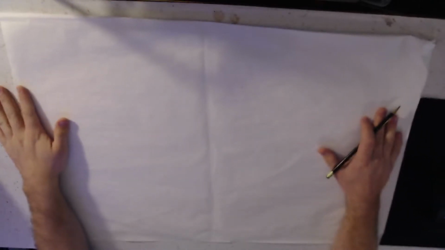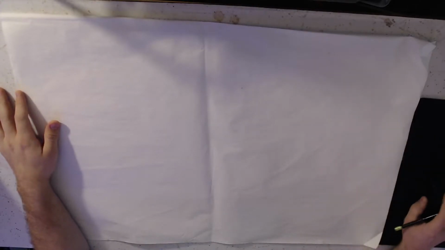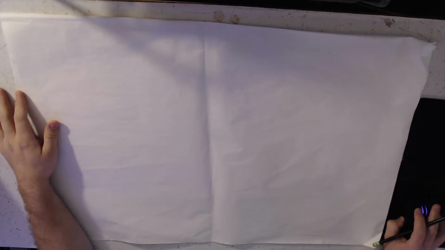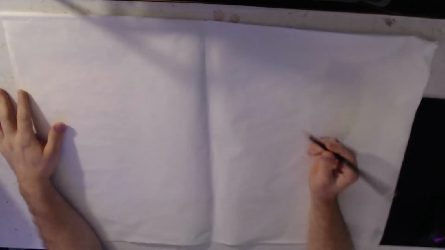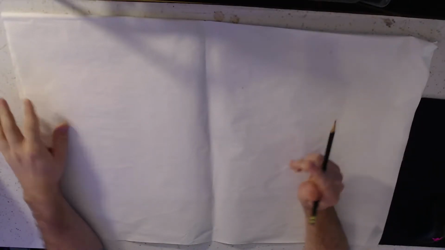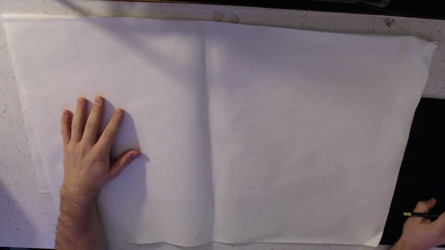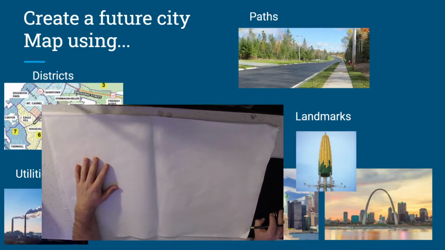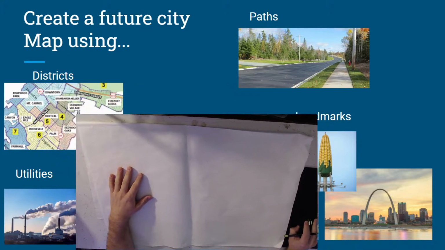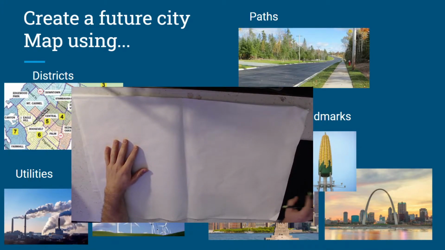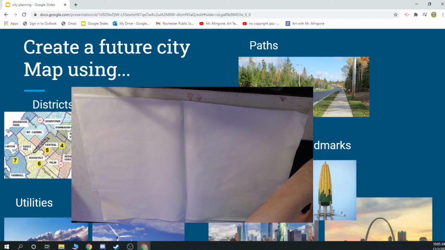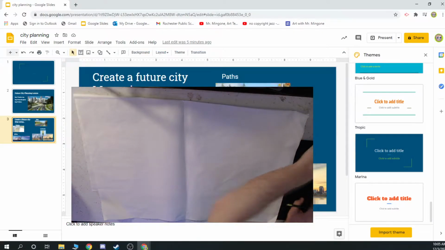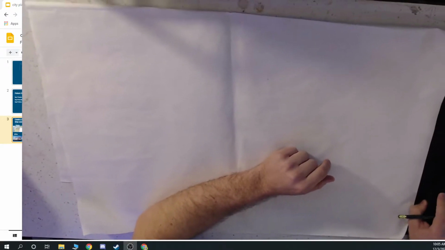Okay, so I'm going to be designing my future city. Oh, I got to turn the music down again. Okay, so we're going to have paths. Maybe I should leave this open a little bit so we can see. Paths, districts, landmarks, utilities. In fact, let me, just kind of on the fly here, make a different slide. Hang on a second.